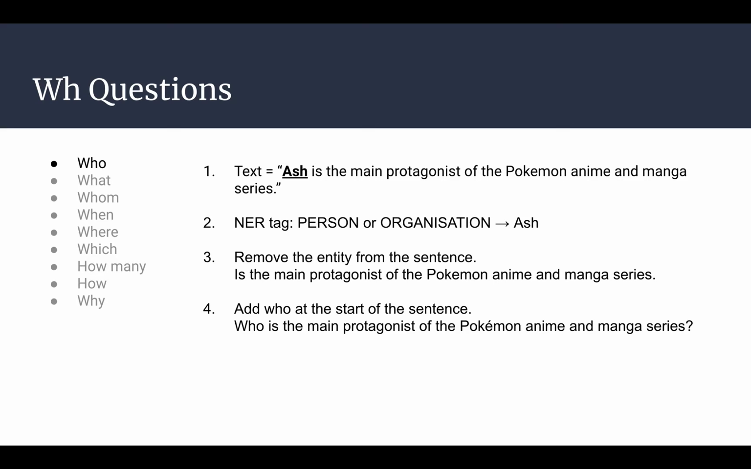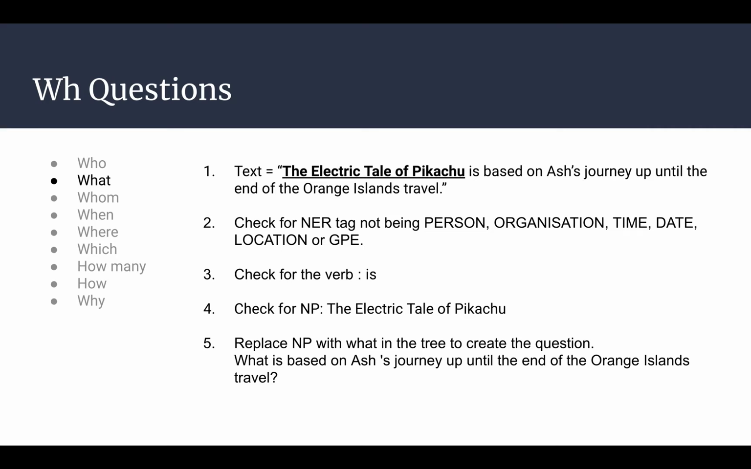For our who questions, we look for an NER tag, and then we remove the NER tagged word from the sentence and then add who to the start of the sentence. For what, we do essentially the same process, but instead we look for the absence of an NER tag.